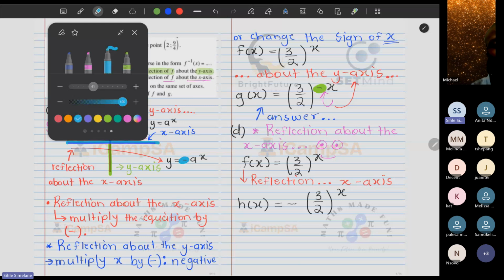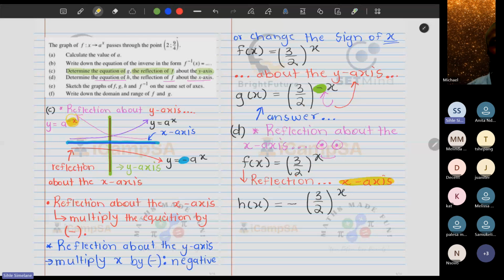So your takeaway should be, once they say x-axis and reflection, you just go and introduce a negative in front of your equation when we are dealing with exponents. Is that clear, guys? If it is, give me a thumbs up. If it is not, please ask a question. Once they say reflection, then x-axis, we put a minus there in front. We multiply by a minus.